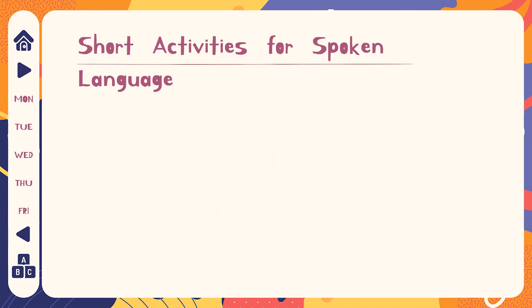The pictures can be used again and again, but with the level increased. And here are some of the activities. First, listening and doing.